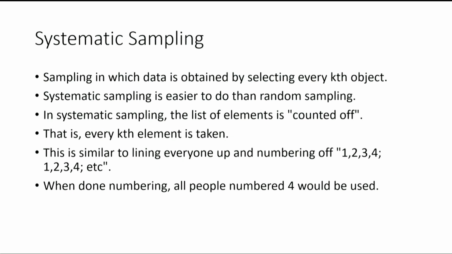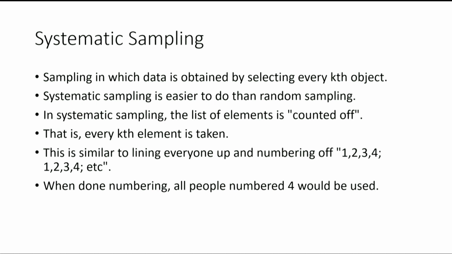The next one is systematic sampling. Sampling in which data is obtained by selecting every kth case or object. Systematic sampling is easier to do than random sampling. In systematic sampling, the list of elements is counted off. That is, every kth element is taken. This is similar to lining everyone up, numbering 1 to n.